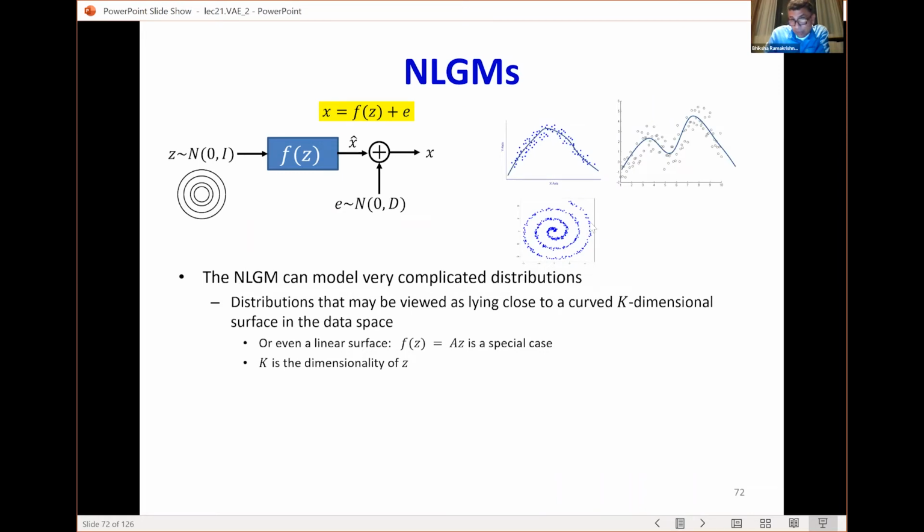So this NLGM can model very complicated distributions of this kind. Any distribution that may be viewed as lying close to a curved lower dimensional surface in data space, or even a linear surface, f of z equals Az is a special case. So is this making sense to you guys?